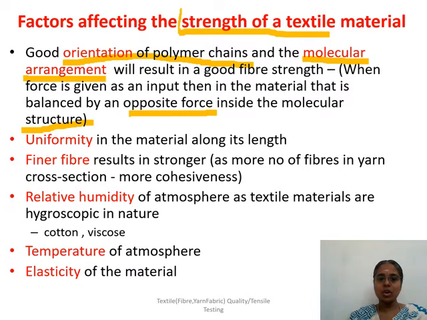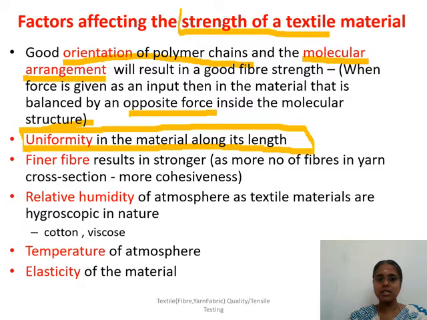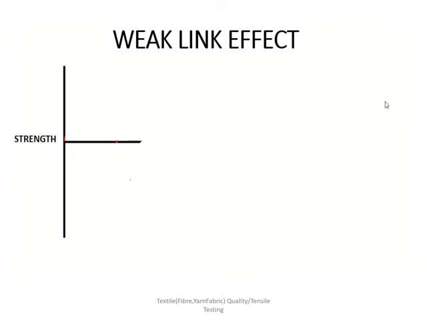Now we'll see the uniformity of the material along its length, how that affects your strength. Now we'll try to understand the effect of uniformity. Better the uniformity of the yarn, the better will be the strength. So uniformity is an important parameter. That effect of the length of the specimen is called the weak link effect. We'll try to understand that through this.